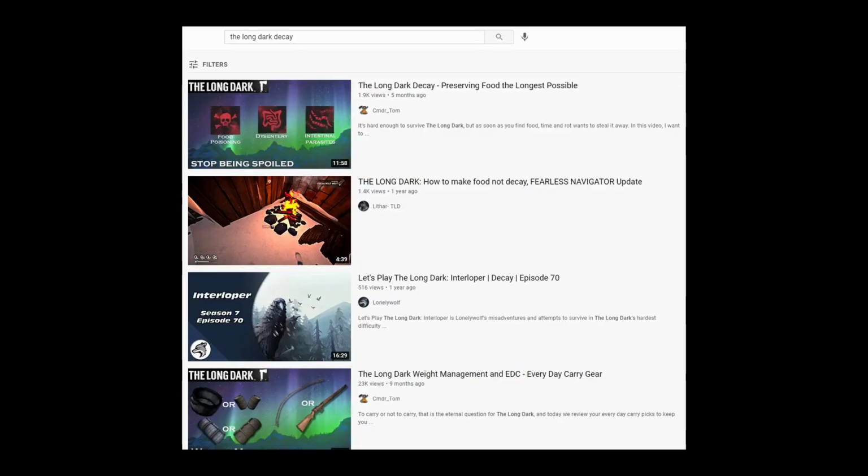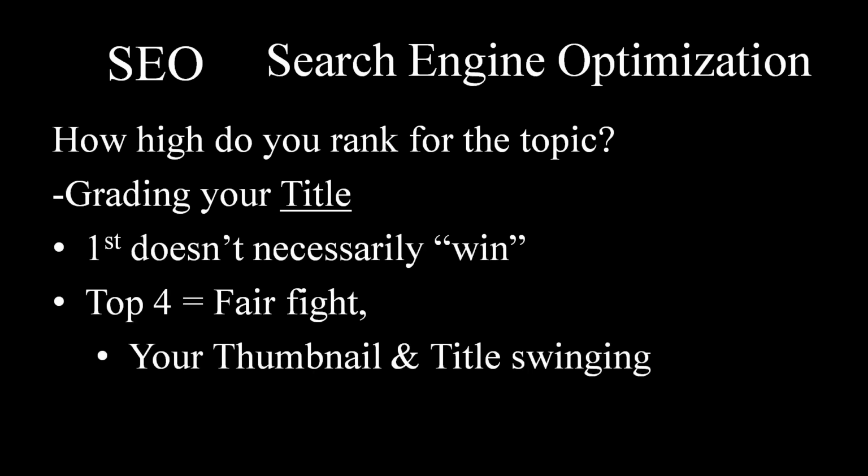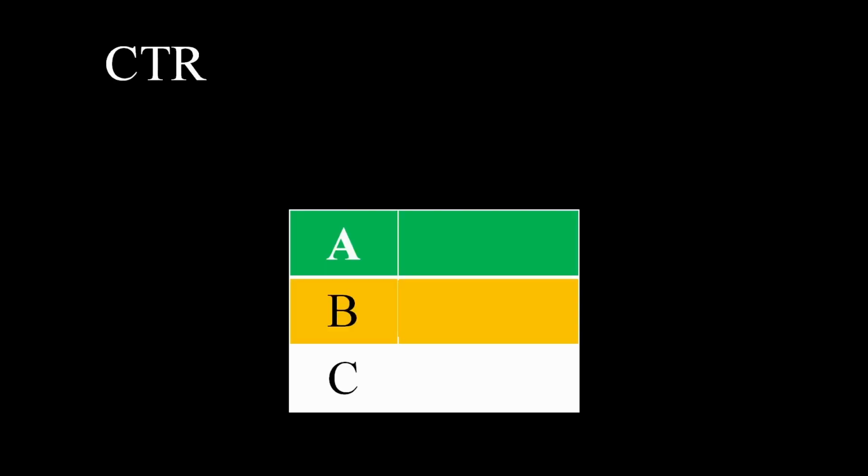Basically, if your titles and thumbnails rank somewhere 1 through 4, when an individual is searching for a term, at that point, I feel the top 4 is a fair fight, and your title and your thumbnail are doing the swinging. And if you can have a good thumbnail game and if you can have a good title, I think you have every reason to believe a fair shot of attracting a person's attention to your work and winning the click. So let's talk about the click.